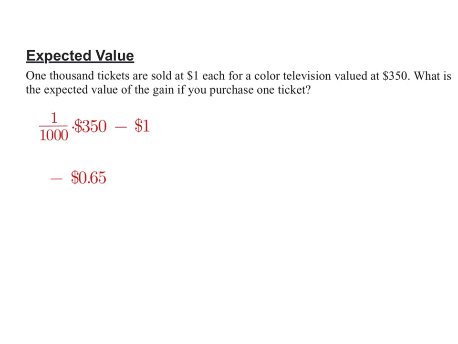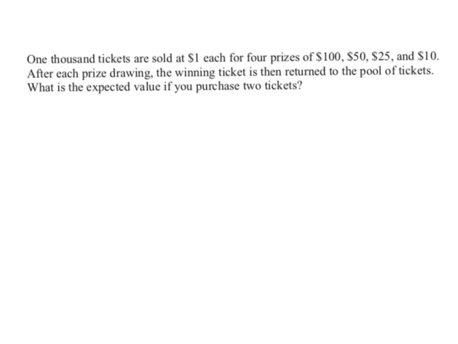The next problem is a little trickier because there's more involved. There's more than one option. There's not just one thing being raffled off; there's not just one prize. In the next example, there's more than one prize, so we have to account for that. Still 1,000 tickets, still $1 a piece, but now there are 4 possible outcomes. I could win 4 possible prizes.